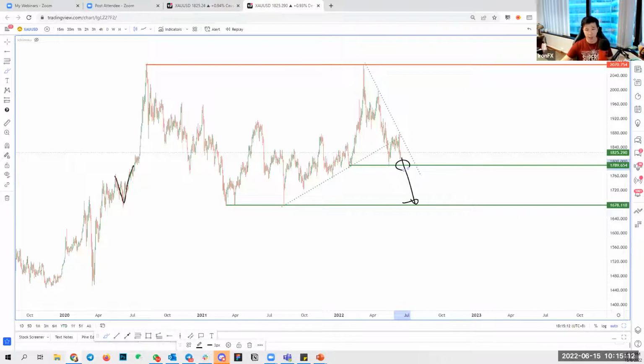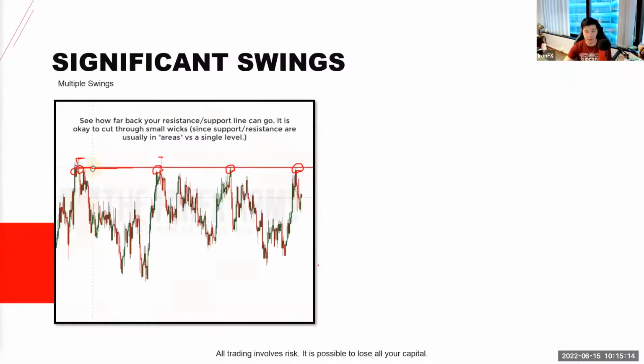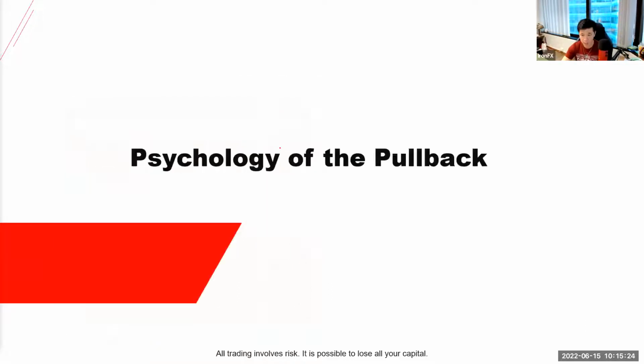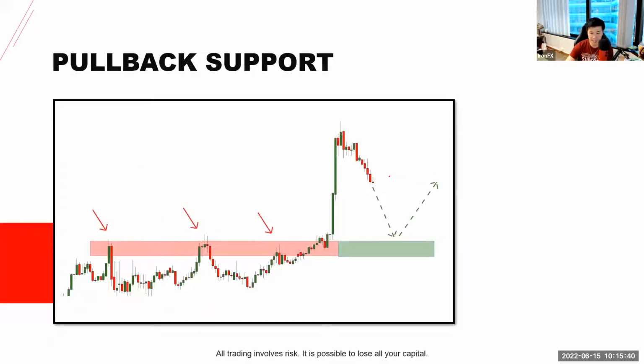Okay, now let's go back to this. All right, so multiple swings is effective. That is simple, right? Swing highs, swing lows, multiple swings, easy stuff. What I do want to let you know is that one of the strongest forms of support and resistance is called the pullback. What is the pullback? Okay, this is the pullback.